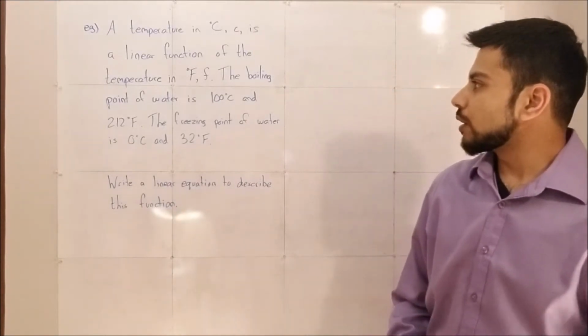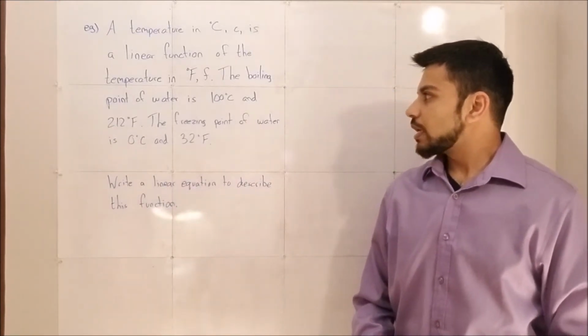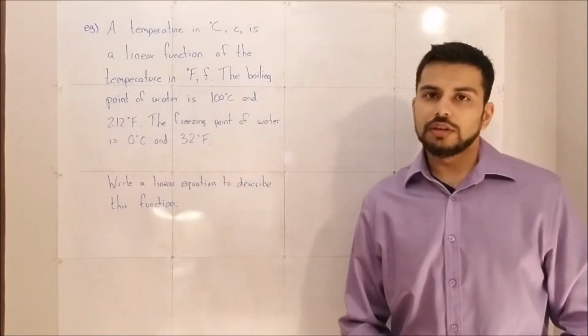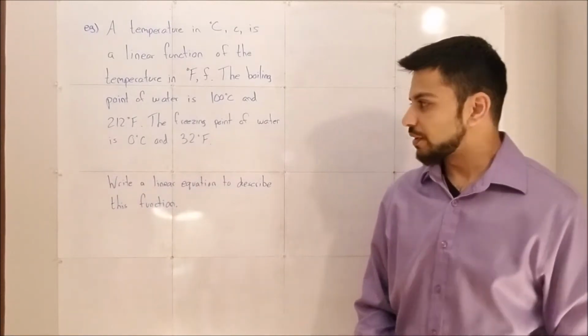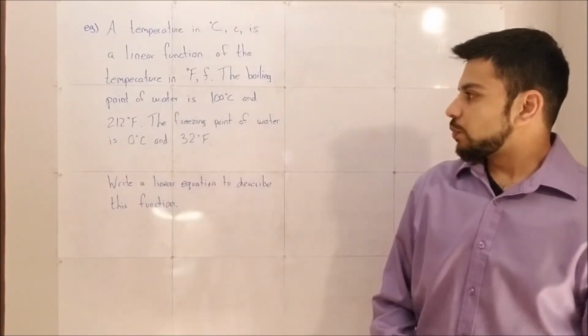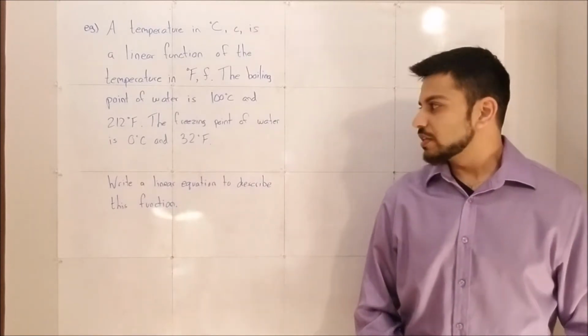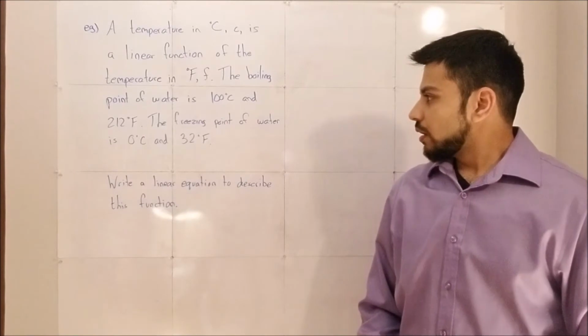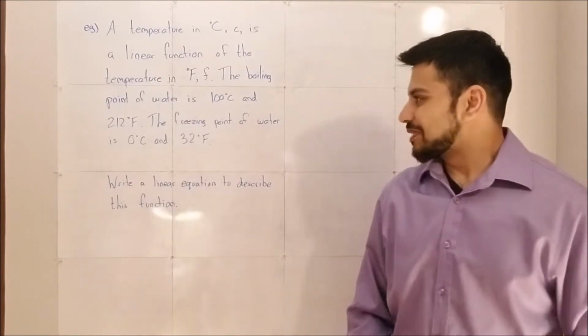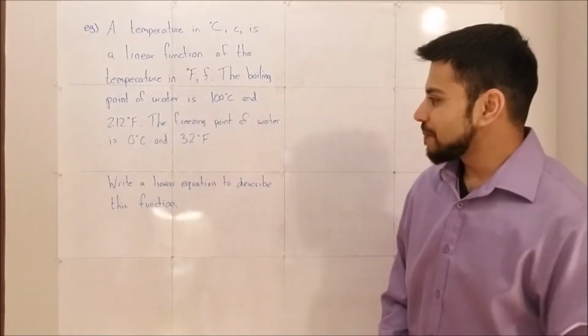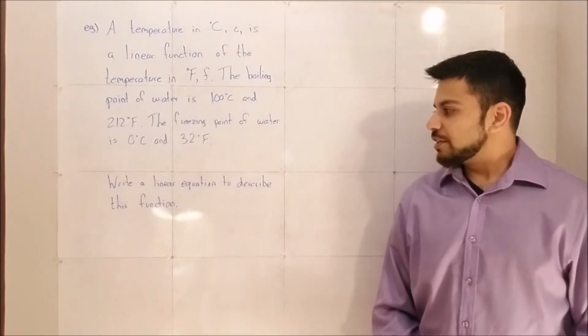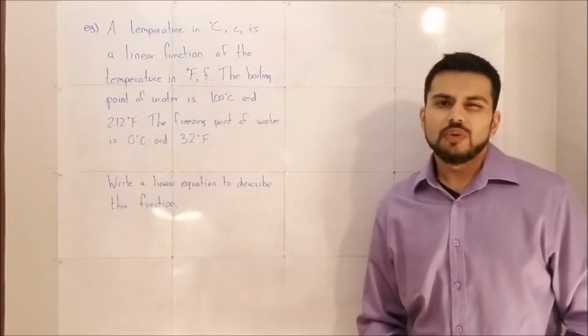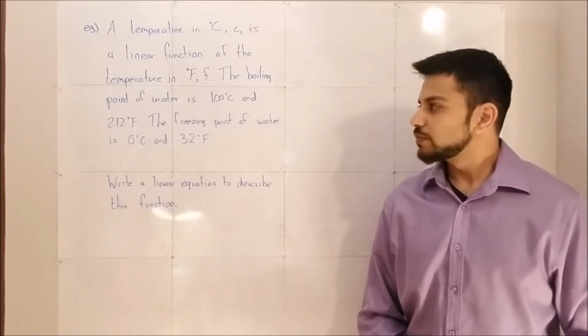The boiling point of water is 100 degrees Celsius, and if you didn't know, in Fahrenheit it's 212 degrees Fahrenheit. The freezing point of water is 0 degrees Celsius, and for Fahrenheit it's 32 degrees Fahrenheit. I don't know why Fahrenheit exists, it's really annoying, but we're working with that. Write a linear equation to describe or represent this function.